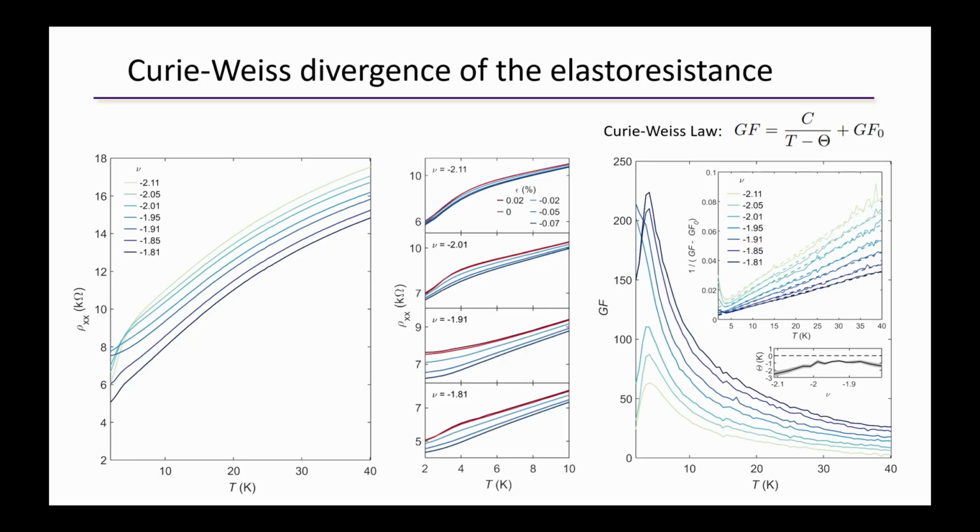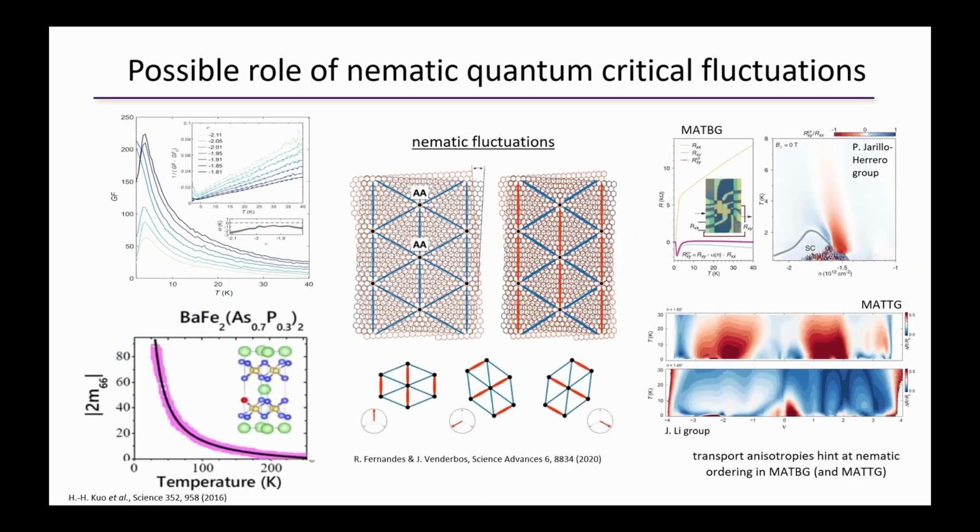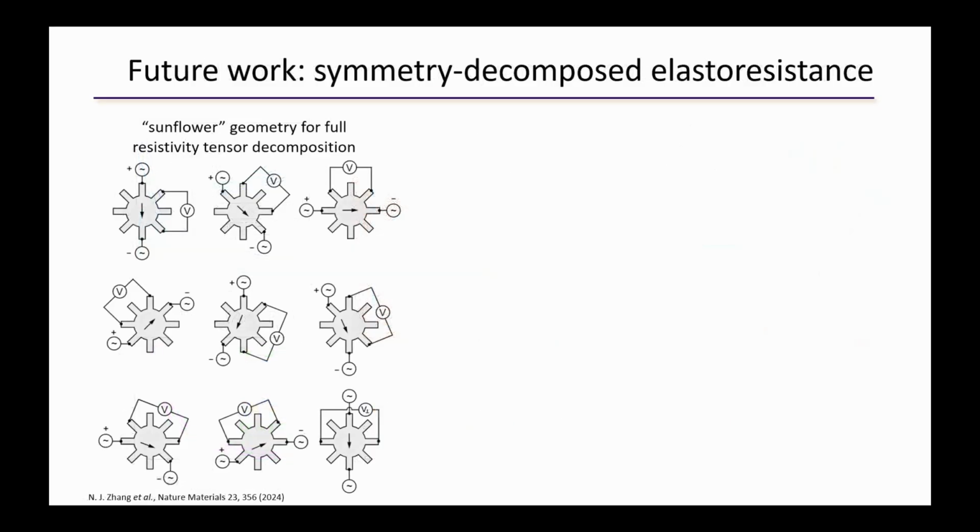But in the current data that you have, is there some sense that the isotropic part has been filtered out, or is it still in there? They're both still in there. So the way we make the measurement is basically to measure resistance along the axis of uniaxial strain. So we basically have no idea how to do the symmetry decomposition. And I would really like to, of course, and to do that, we need to make these more complicated sunflower type sample geometries.